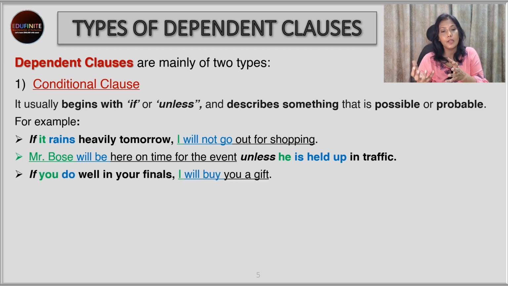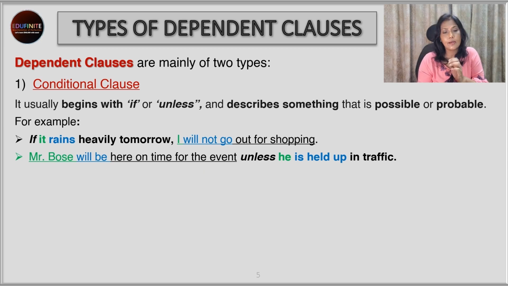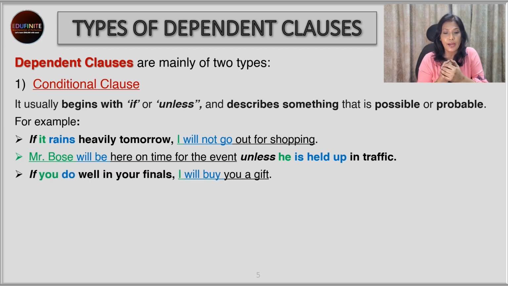So that's the condition. So he will be here on time for the event. How? If he is not held up in the traffic. That's the condition. Unless he is held up in the traffic, what will happen? Mr. Bose will be here on time. Next, if you do well in your finals, I will buy you a gift. What is it? Again, there is a condition. When will I buy you a gift? If you do well in your exams. So "if you do well in your exams" is again a conditional clause.